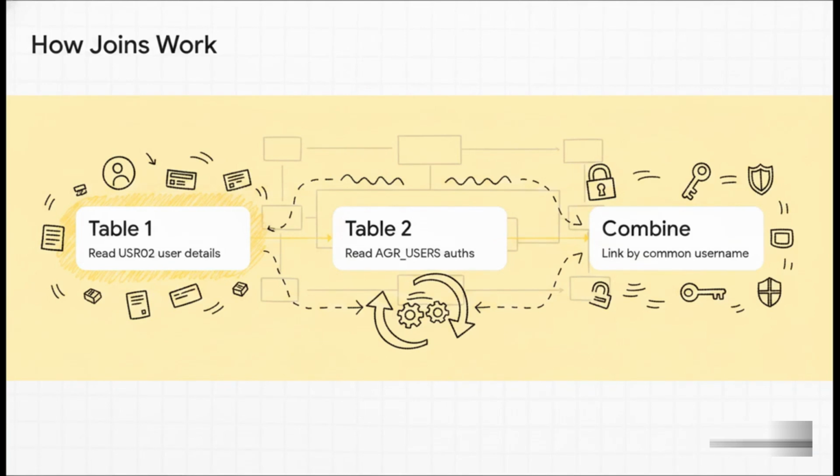Let's actually deconstruct that scary-looking query into 3 simple logical steps. Step 1, the database goes and looks at our first table, USR02, which holds the basic user details. Step 2, it hops over to a second table, AGR_users, which holds the authorization details, meaning what that specific user is actually allowed to do in the system. And step 3, it seamlessly combines them together based on the one piece of data they both share, the username. By just understanding this underlying concept, you can easily see how SQL links related information across the entire SAP architecture. It's like a giant puzzle coming together.